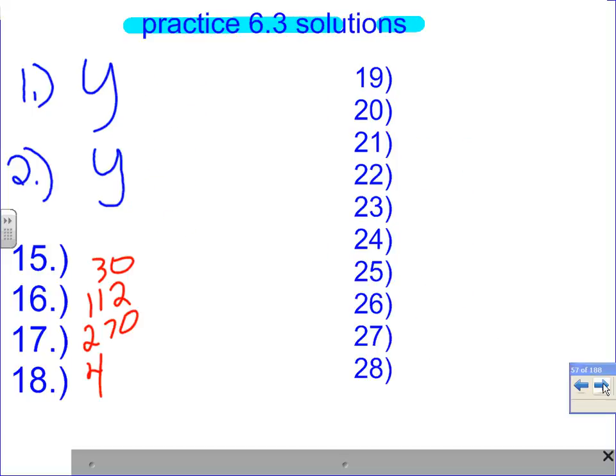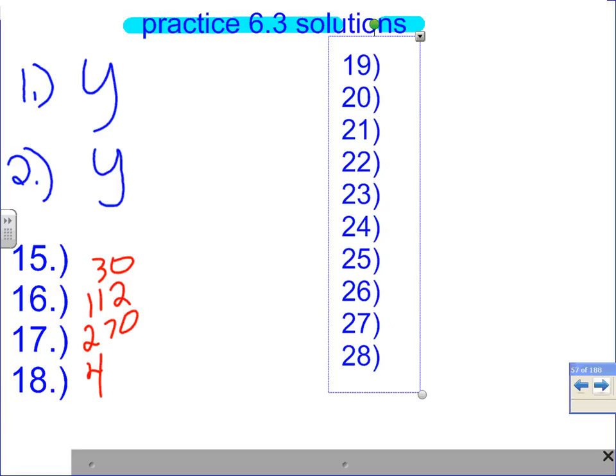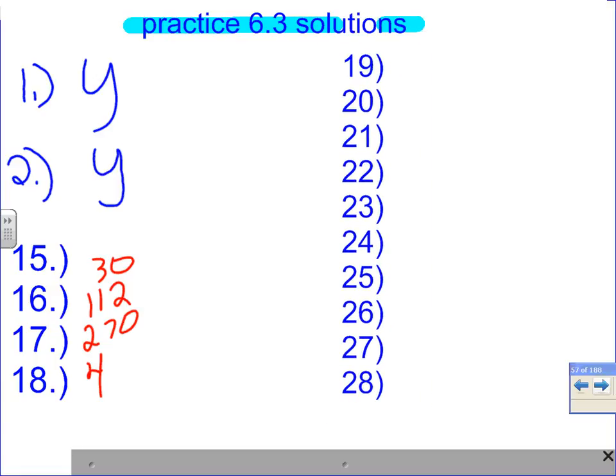Okay, practice 6.3. Let me just read the first couple. Number 1 is yes. 2 is yes. 15 is 30. 16 is 112. Make sure you guys are checking. 17 is 270. Mary, you checking yours? 18 is 4. Okay, Zach, we'll go to you for 19. Good. 19 is 47. Sean, number 20.